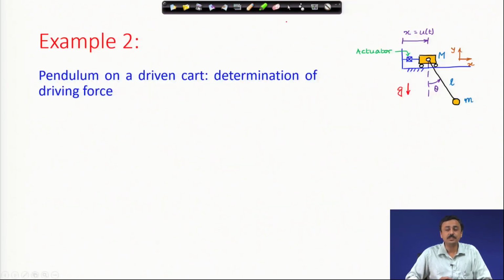Let us then proceed to our second example, pendulum on a driven cart. We would like to find out the force that drives this cart in order to produce a motion which is specified like this, where u is a given function of time. It could be some sin omega t, some explicit function of time, which is given to us. I would like to know how much force is required at the actuator to produce that motion of the cart.